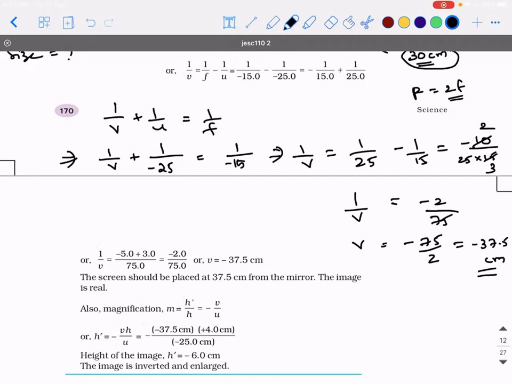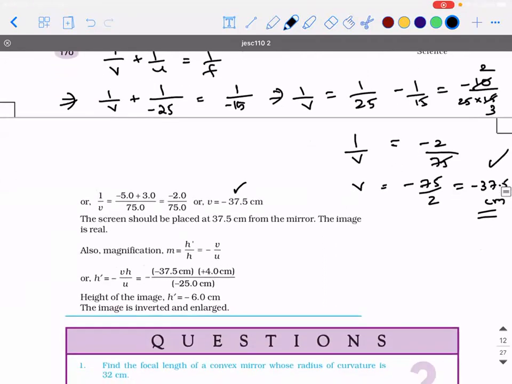So we can be at least 90% sure that the answer is wrong, right, because the value we got for v is greater than 30. You can ask me, don't forget the minus sign. Minus sign has something to do with sign convention. But what is the distance? Distance is 37.5. So we are right. I hope you're able to understand. So v is equal to minus 37.5 centimeter. Hence, the screen should be placed at a distance of 37.5 centimeters from the mirror.